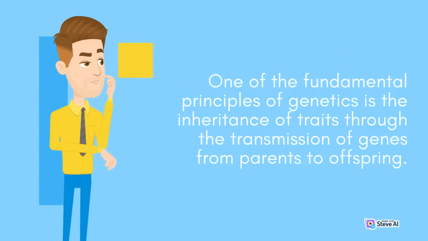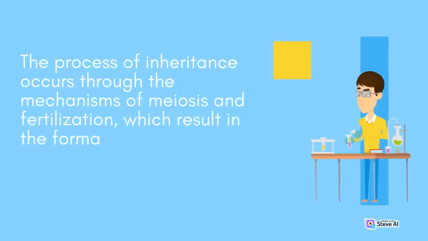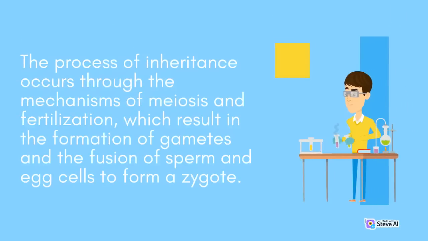One of the fundamental principles of genetics is the inheritance of traits through the transmission of genes from parents to offspring. The process of inheritance occurs through the mechanisms of meiosis and fertilization, which result in the formation of gametes and the fusion of sperm and egg cells to form a zygote.